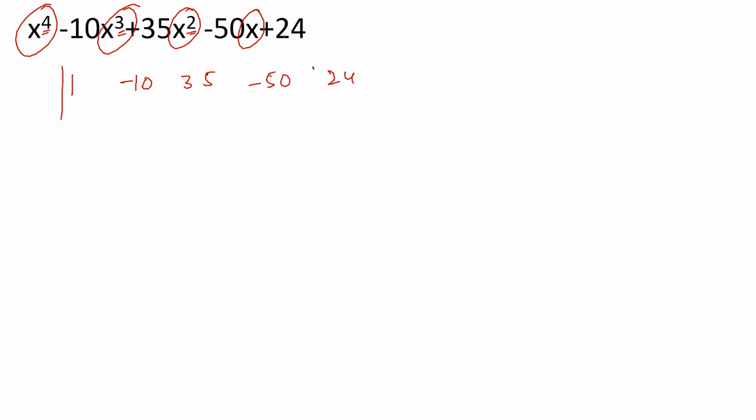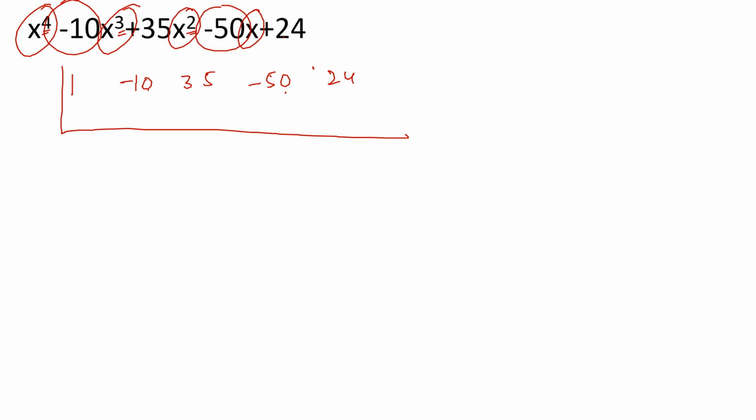Now you have to take the signs also as they are. Here you have minus 10, so you will take minus 10 as it is. You have minus 50 here, so you will take minus 50 as it is. So you will not consider the powers of x. That's all. That is the difference between synthetic division and long division.